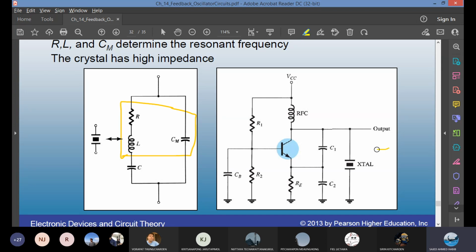If you look back from the output side, these are all parallel nodes. If you connect like this, the crystal will vibrate and output the frequency in a parallel resonant mode. And in this case, the crystal will have high impedance.